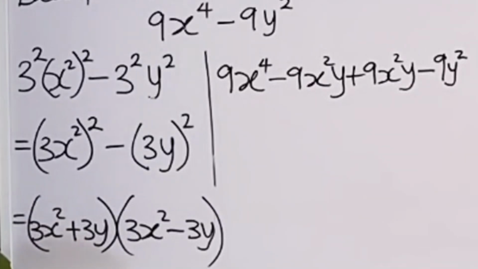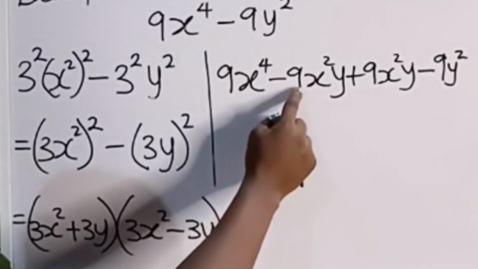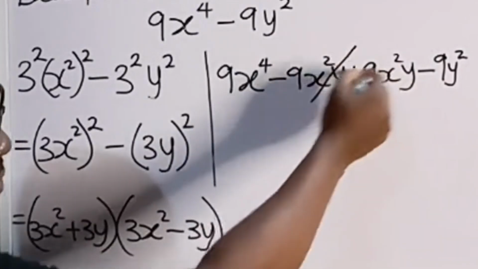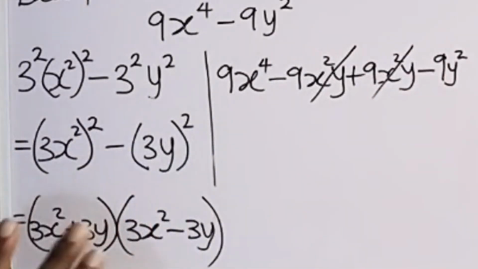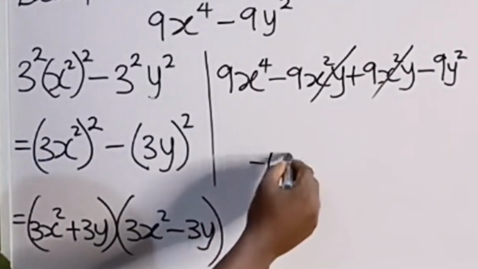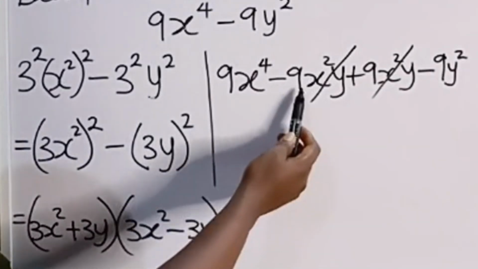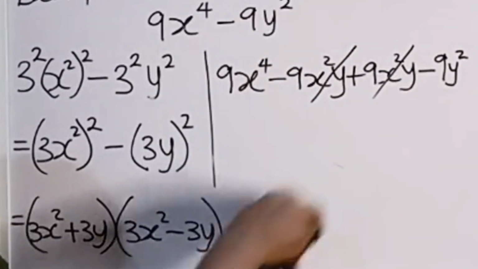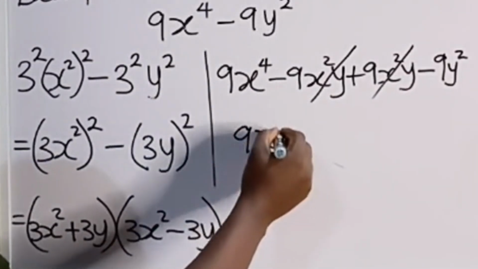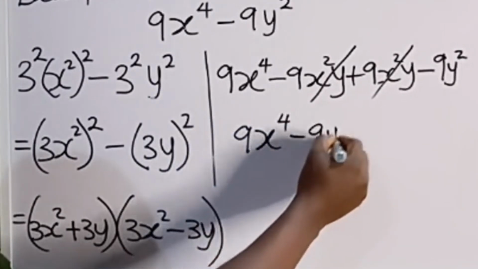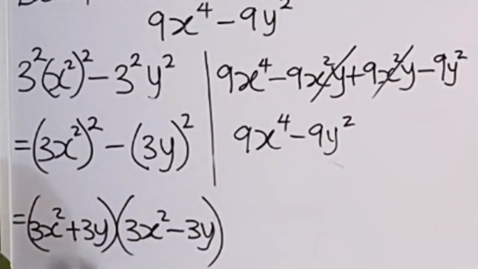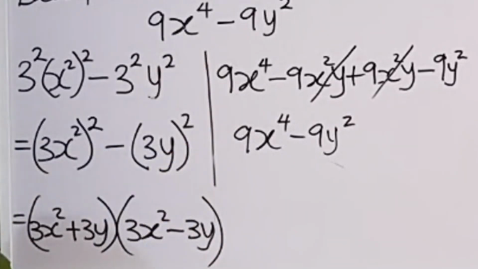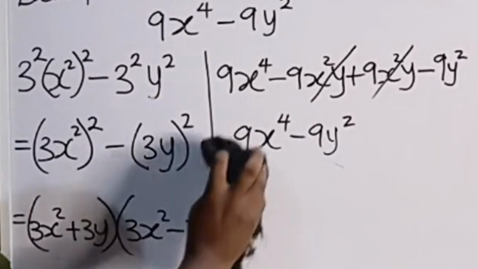Okay. So now let's see. Minus 9x squared y plus 9x squared y. This is going to cancel out each other because they are the same, but they have different signs. It's just like saying minus 1 plus 1 is going to give you 0. So minus 9x squared y plus 9x squared y is going to cancel out. Okay? So we are going to see that we have 9x to the fourth power minus 9y to the second power. So that proves that what we got here is actually the factorization of that value. Okay? So that's just a proof.